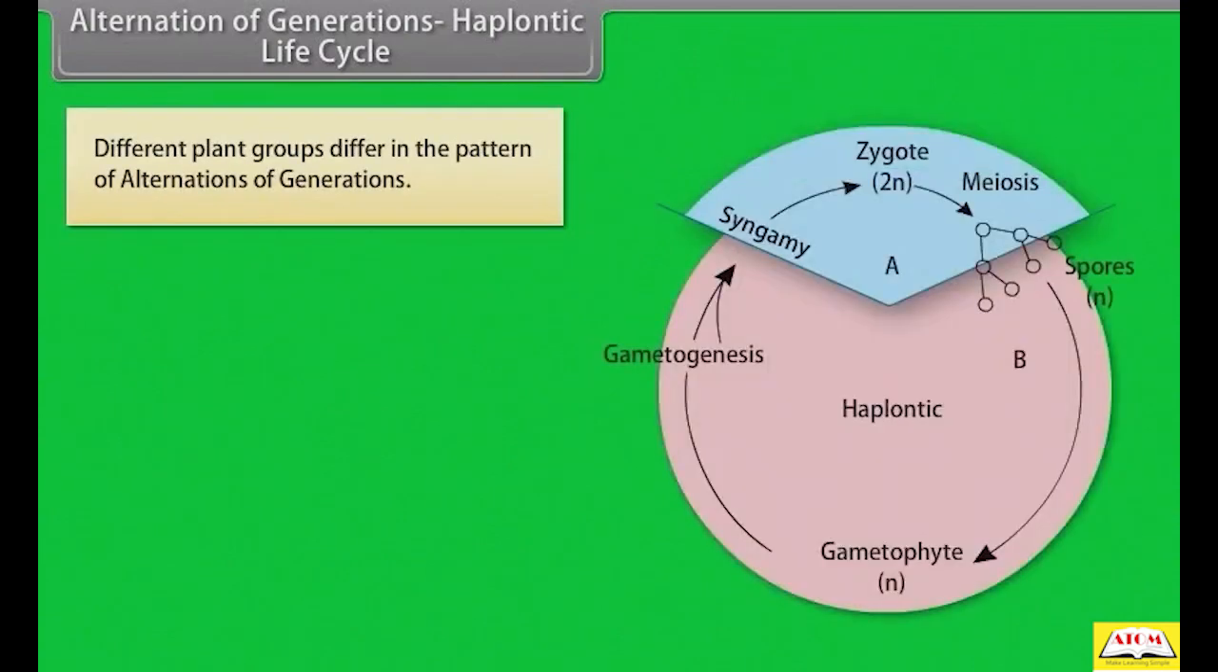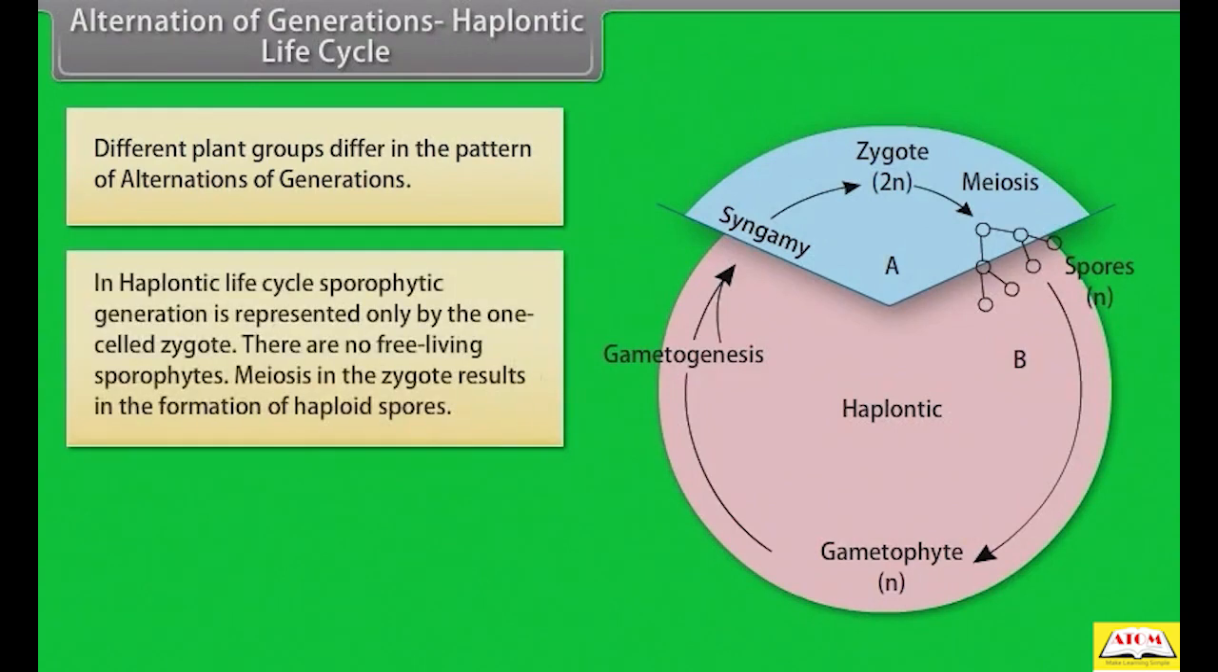Alternation of generations. Haplontic life cycle. Different plant groups differ in pattern of alternations of generations. In haplontic life cycle, a sporophytic generation is represented only by the one-celled zygote. There are no free-living sporophytes.